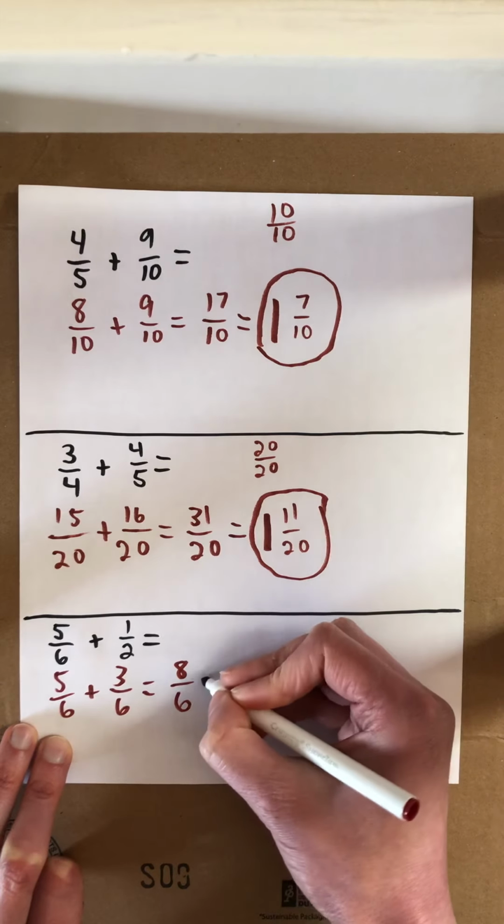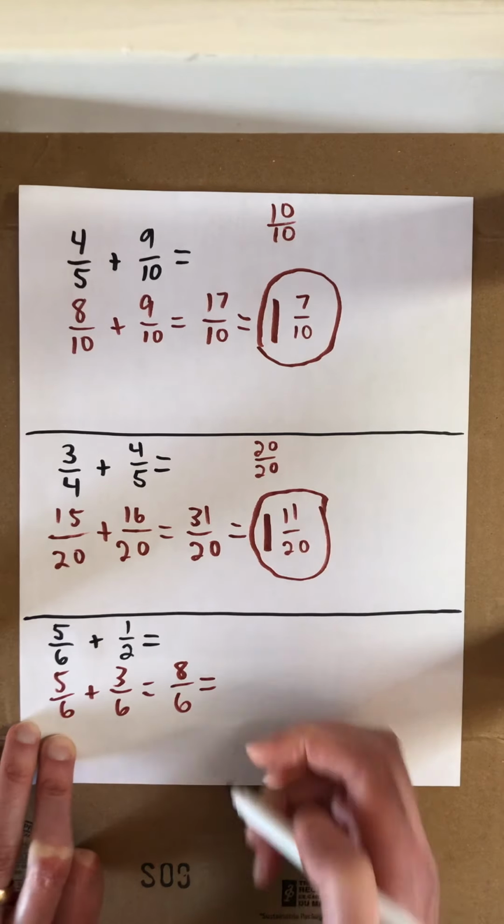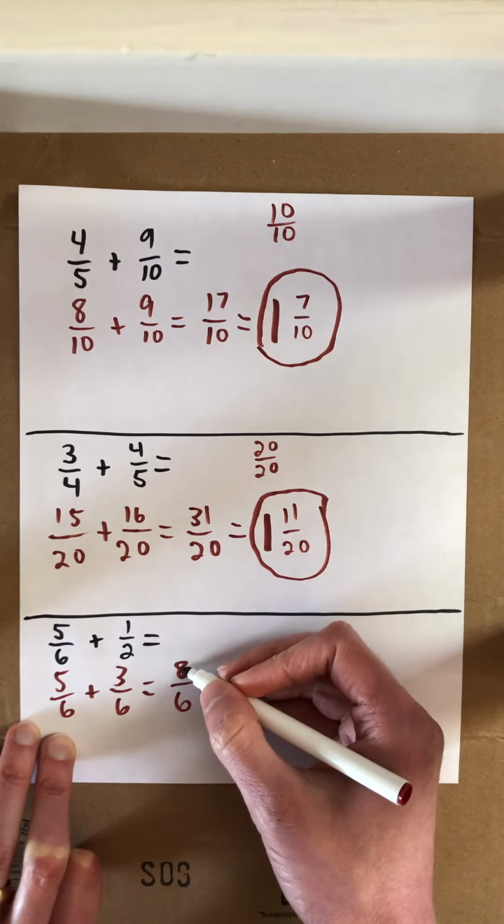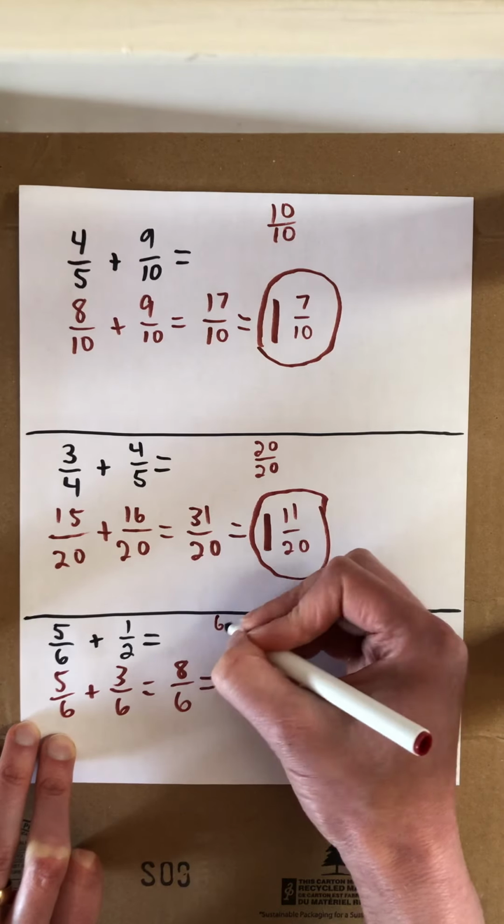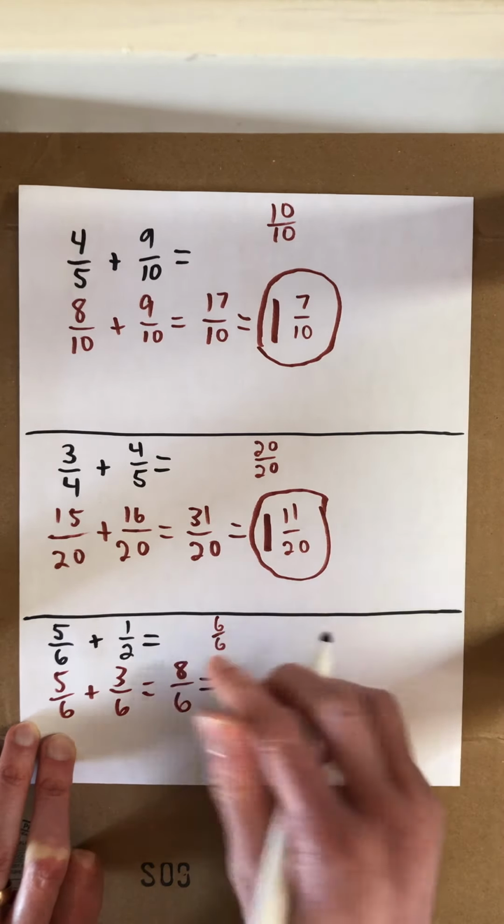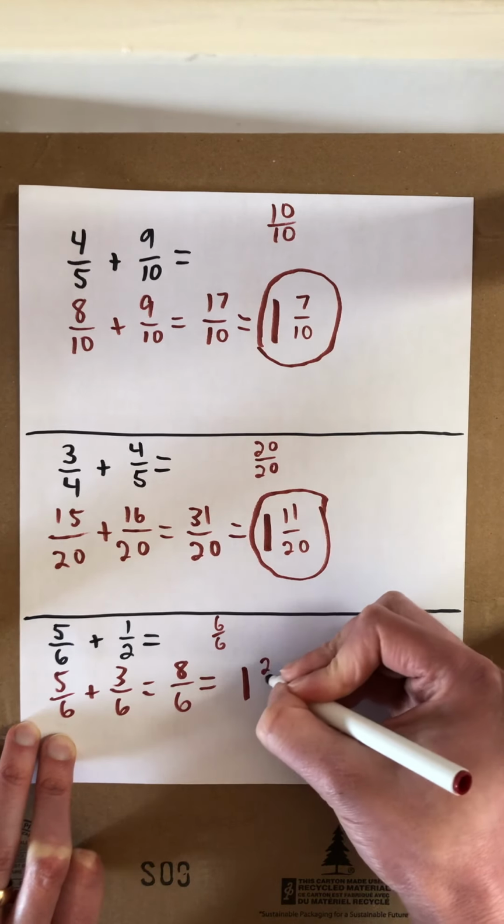8 out of 6. Once again, I have an improper fraction, so I'm going to take a whole out of it. The pizza in this case has been sliced into 6 portions, and there's more than 6 out of 6 portions there. So I'm going to take a 6 out of 6. I'm going to take that out of there. 8 take away 6, so that's going to give me a whole. Leaves me with 2 out of 6.